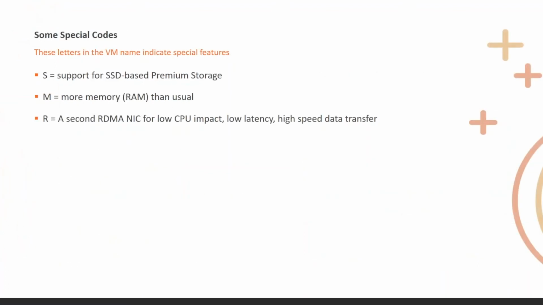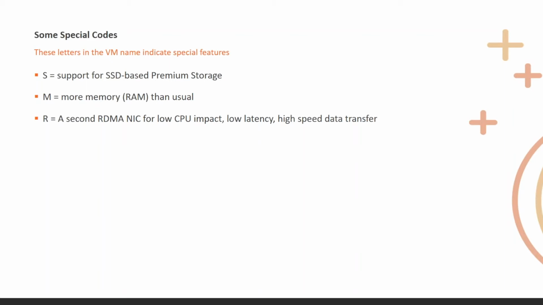So when we're looking at the names of these virtual machines, there's a couple of characters or letters that specify some specializations for those machines. So if you see an S in the name of the virtual machine, that means that virtual machine supports SSD or premium storage. So high IOPS, low latency, high throughput. If you see an M, it means that machine supports more memory than usual.